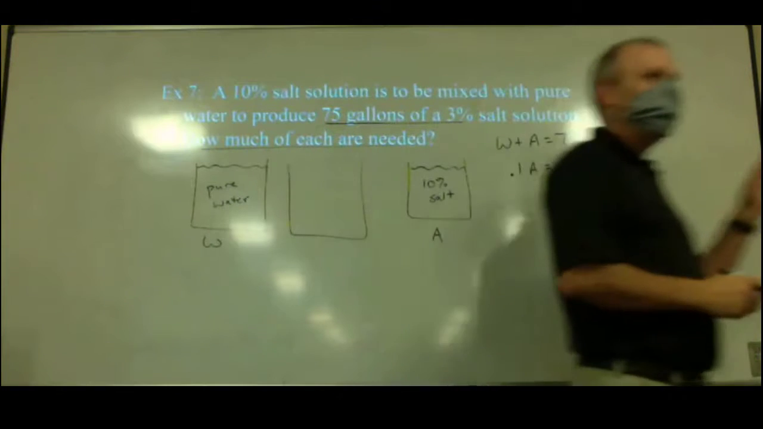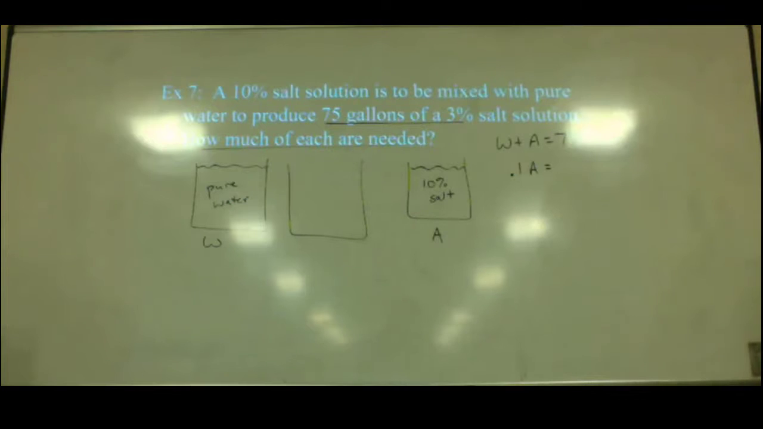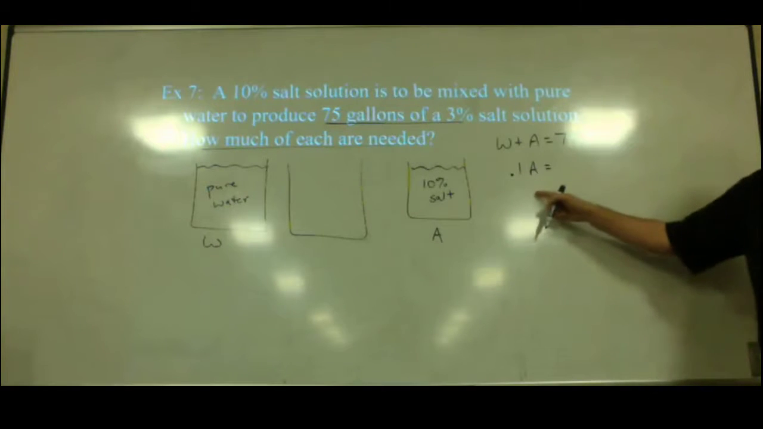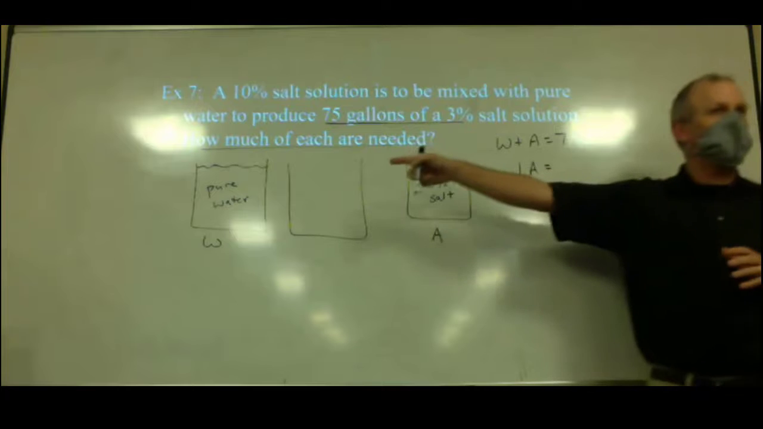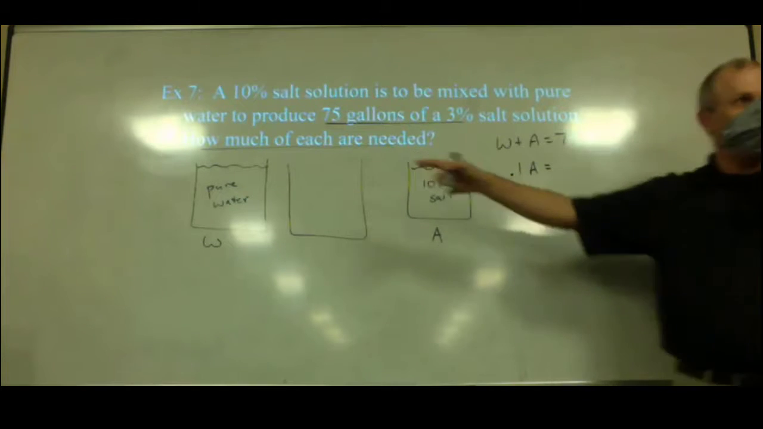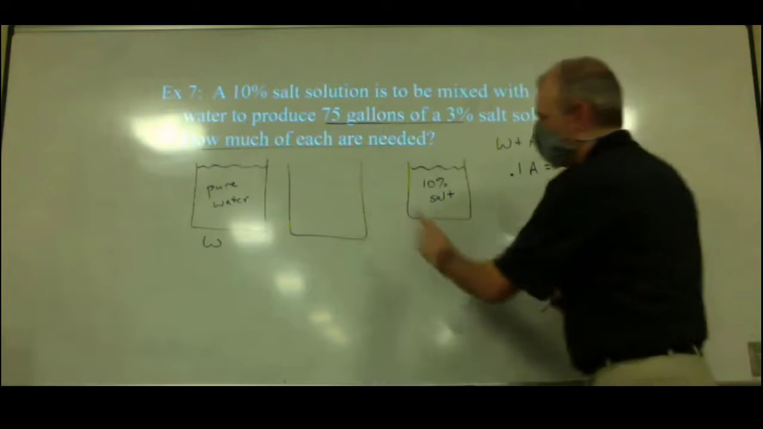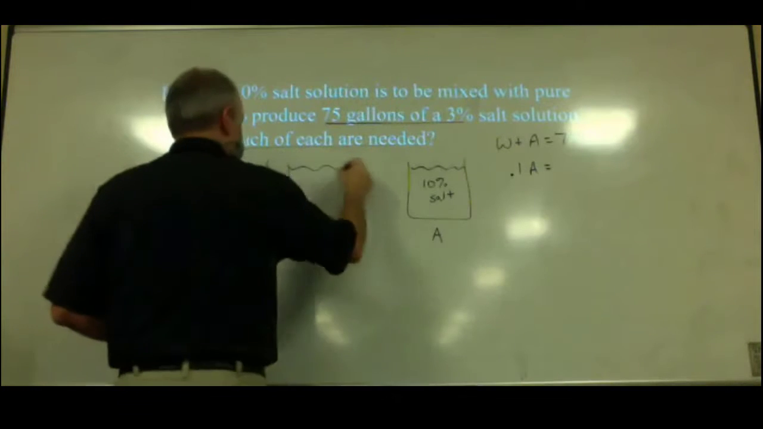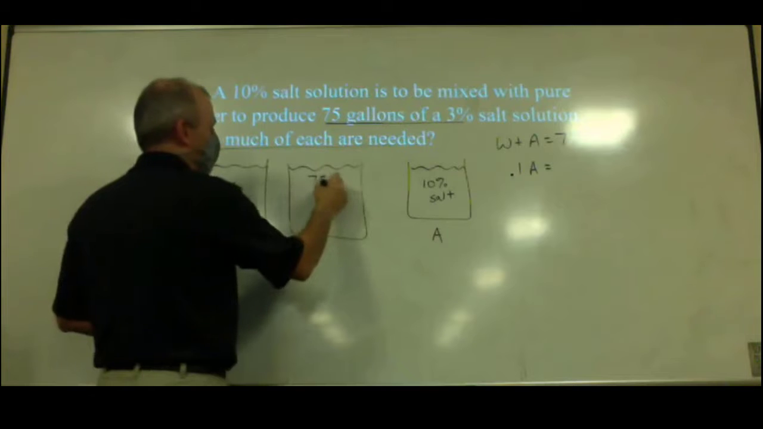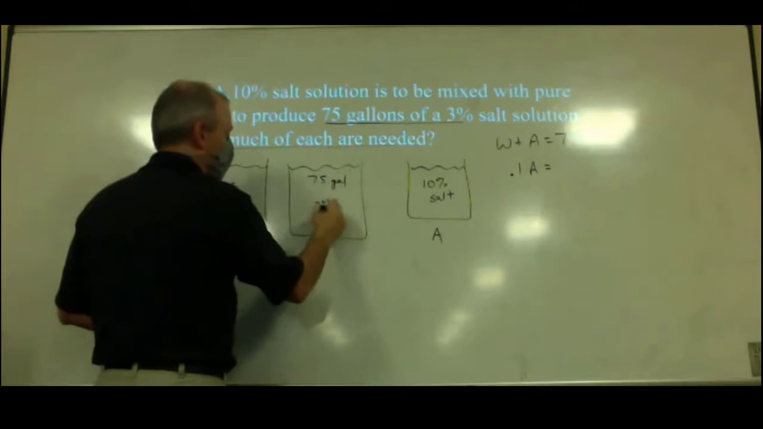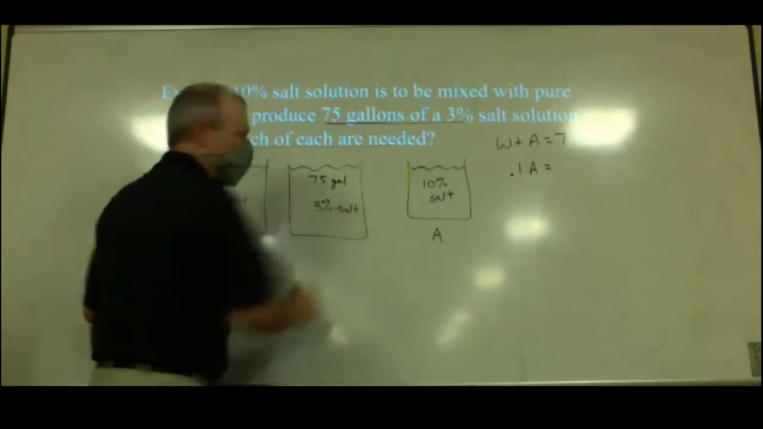How much salt is going to be in it after we're done dumping it in? Well, this, right? That's the only salt we're putting in. The rest is all pure water, okay? But what's the total supposed to be? Well, the total is supposed to be, in our new amount here, 75 gallons, 3% salt, right?